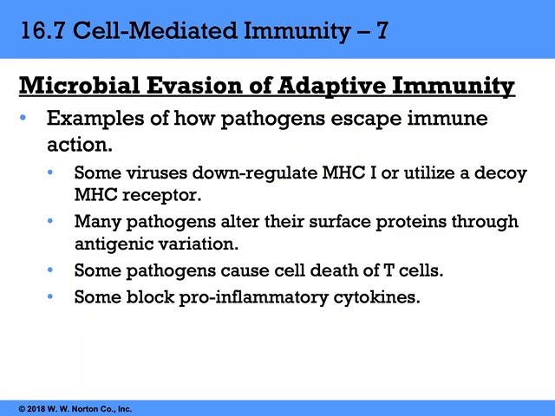So how can pathogens escape immune function? Some viruses can downregulate MHC1 or can use a decoy MHC to distract the immune system. Some pathogens change their surface proteins through variation, so they keep putting on a different disguise. Some pathogens cause the death of T cells. An example would be AIDS, which attacks the helper T cell and turns it into a virus factory so that it can't do its job. And some block cytokine production that produces inflammation. All of that can cripple the immune system.